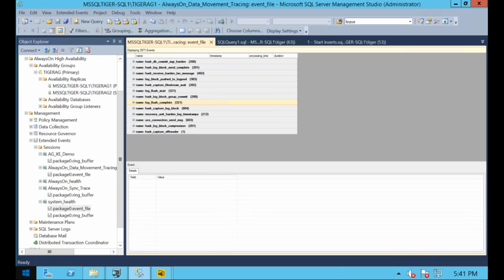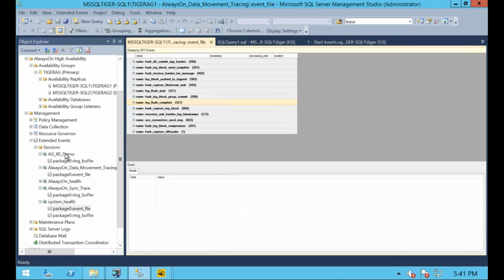Gotcha. That ties in very well with the next question. When running multiple extended event traces in production, what kind of expected overhead would you see with the events that you're looking at today?